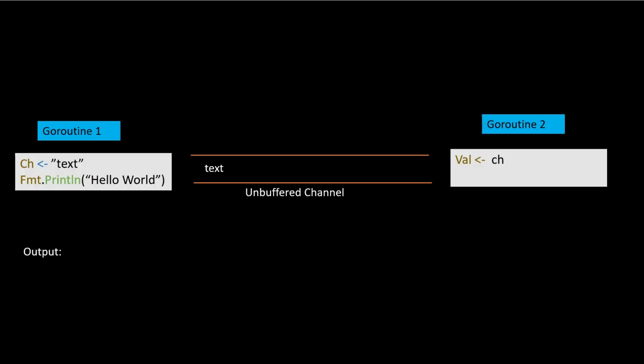Let's say goroutine 1 and goroutine 2 are running concurrently and goroutine 1 sends the string text on the channel. Now goroutine 1 will be blocked until goroutine 2 fetches the data from the channel, and we won't see hello world because, as we saw, an unbuffered channel cannot store any data. Let's say goroutine 2 fetches the data from the channel. Now our goroutine 1 will be unblocked and we will get our output.